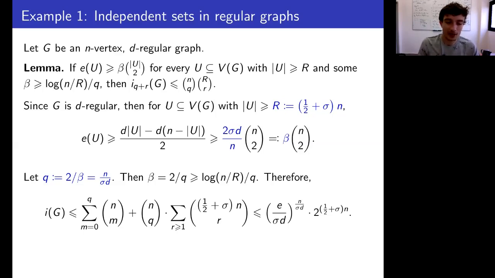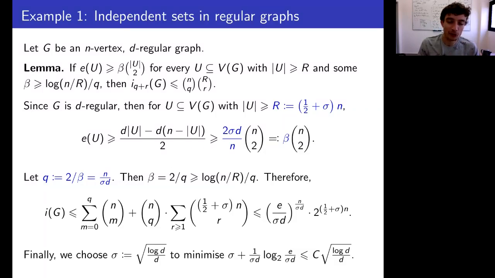And some asymptotic estimates give us the following bound. Please don't worry if you don't follow the calculation. The most important thing was how to obtain this lower bound on the number of edges spanned by a set of size U. And finally, we need to solve this optimization problem for sigma. And it turns out that square root of log d over d is the optimal choice to minimize the expression on the right. And we get the claimed upper bound of 2 to the power (1/2 plus constant times square root of log d over d) times n.